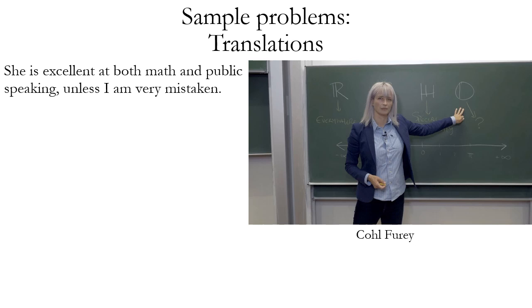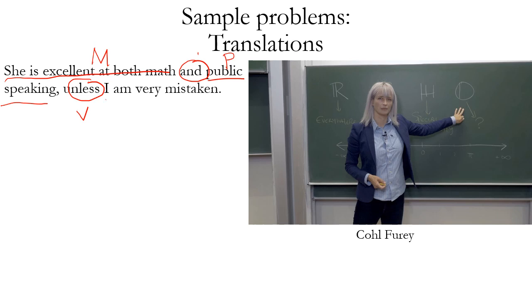Another sample problem. She is excellent at both math and public speaking, unless I am very mistaken. So as before, let's begin by circling our logical operator words. We have an and, which is symbolized by the dot, and unless, which is symbolized by the wedge. Now let's identify our simple statements. She is excellent at math, which we can symbolize by M, and public speaking. In this case, the second simple statement is she is excellent at public speaking. That has not been completely stated here. It's abbreviated in the ordinary language English version. We could symbolize the entire second simple statement, she's excellent at public speaking, with P.